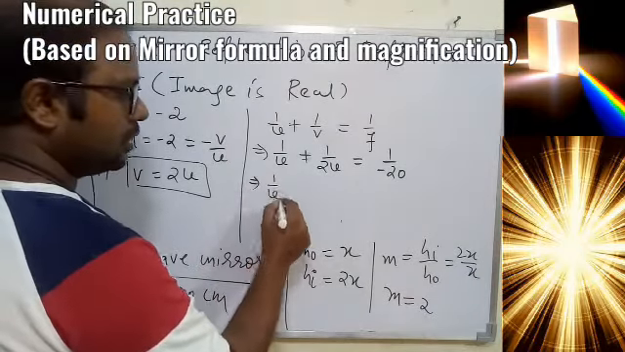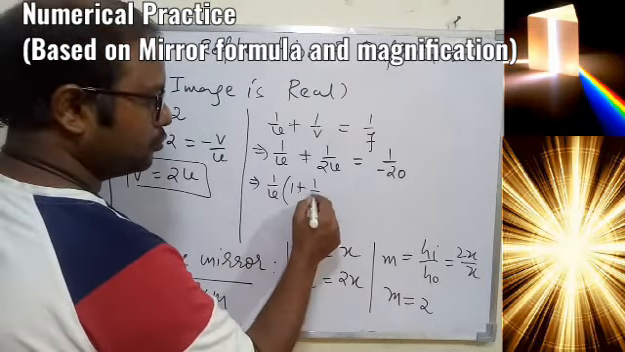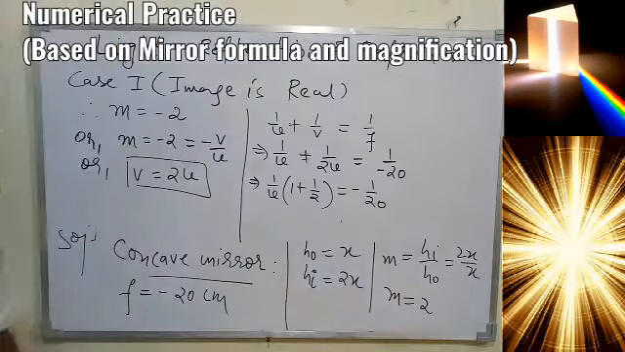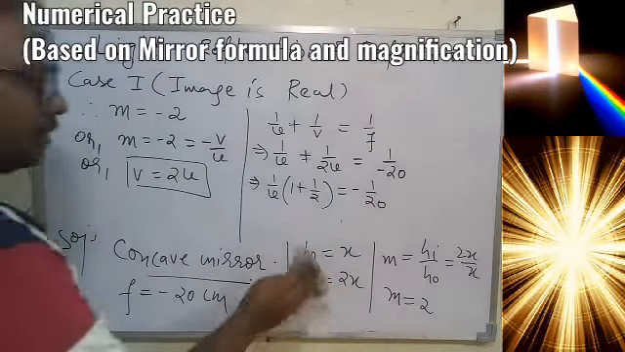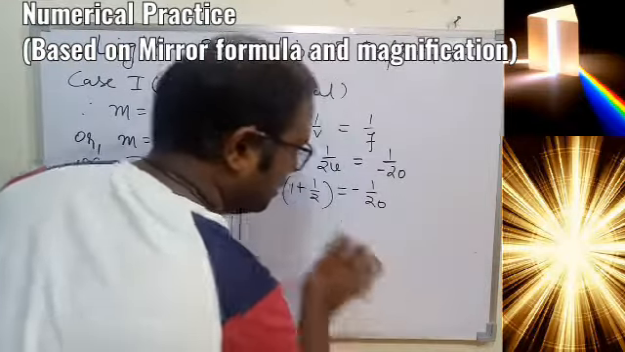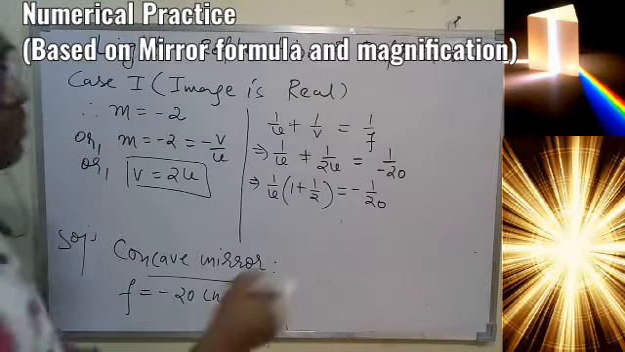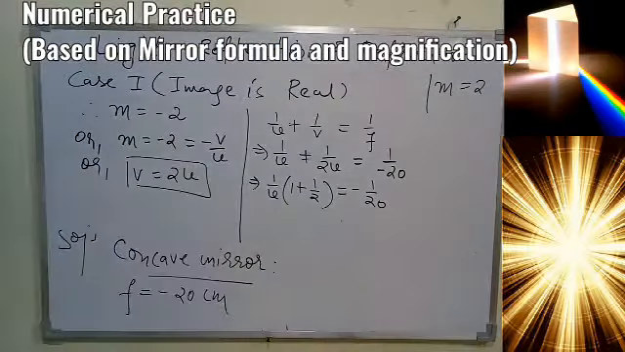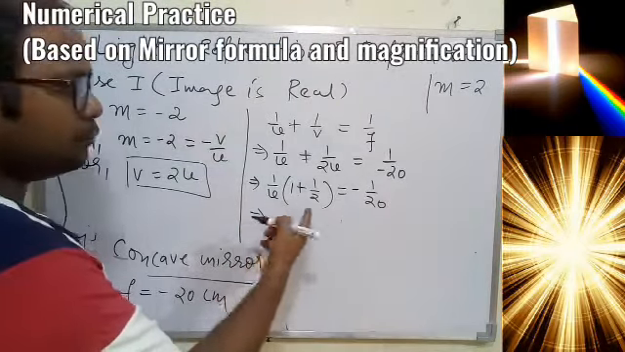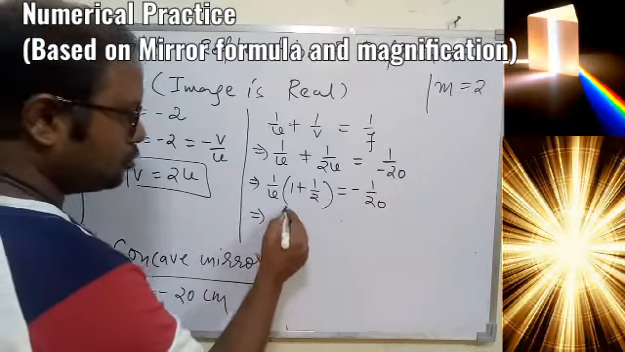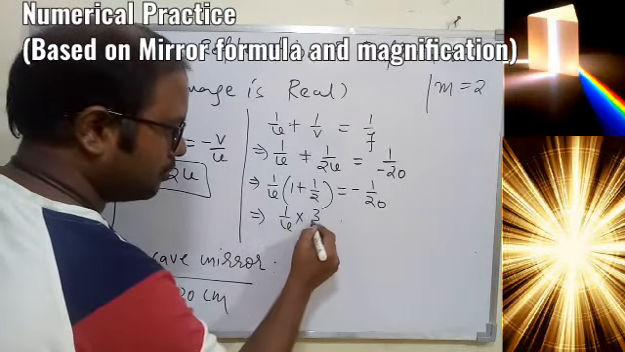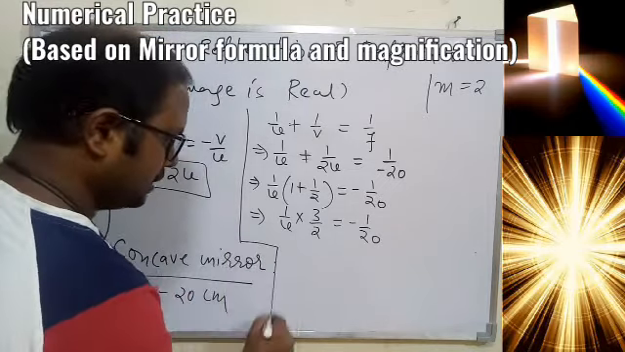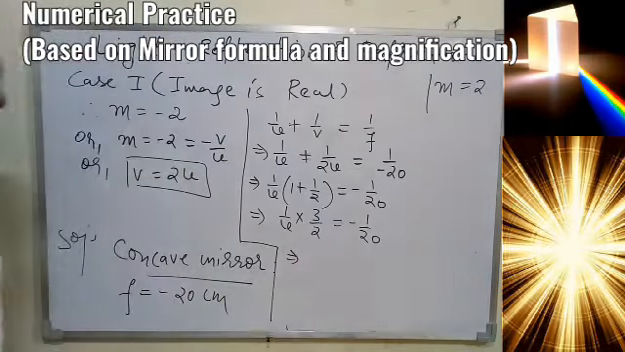So again 1 by u we can take common. This will become 1 plus 1 upon 2 is equal to minus 1 upon 20. Don't be in a hurry in the numerical. So I'm writing here, we are taking m is equal to 2, can be positive or negative. So again if you solve it, 2 plus 1 is 3, 3 by 2, so 1 upon u, this will come 3 upon 2 minus 1 upon 20, and solve it.